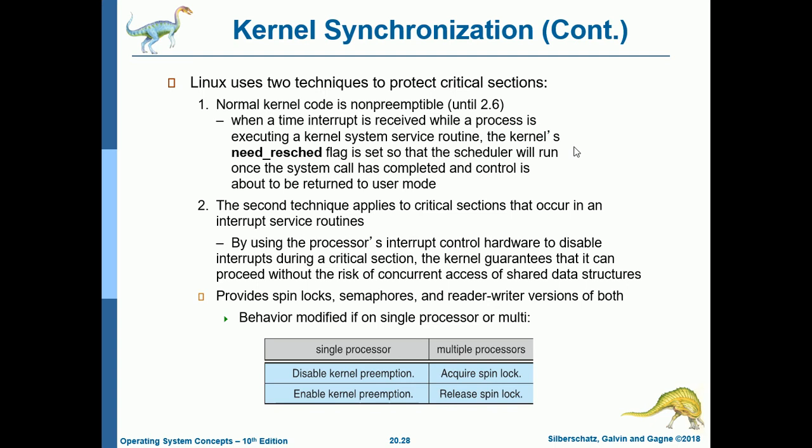And then the second technique applies to critical sections that occur in an interrupt service routine. By using the processor's interrupt control hardware to disable interrupts during a critical section, the kernel guarantees that it can proceed without the risk of concurrent access of shared data structures. This second technique also provides spin locks, semaphores, and reader and writer versions of both. The behavior is modified if on a single processor or multiple. For a single processor, it's either disable kernel preemption or enable kernel preemption. And then for multiple processors, acquire spin lock and release spin lock.